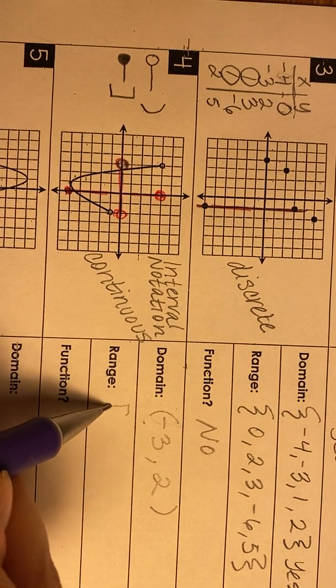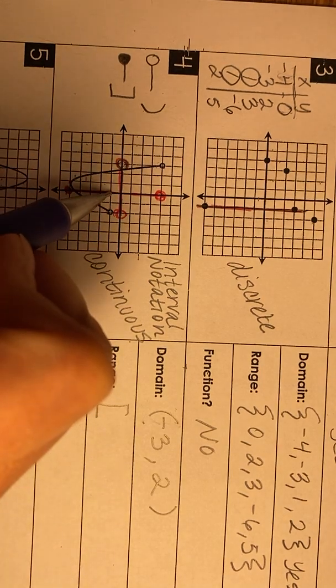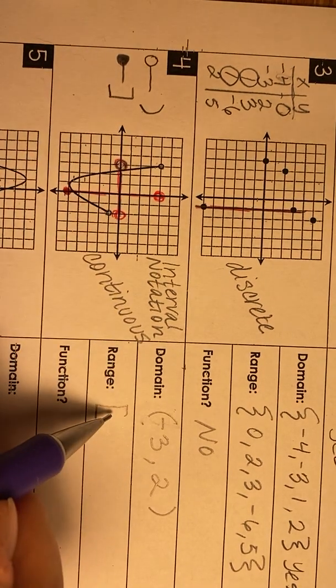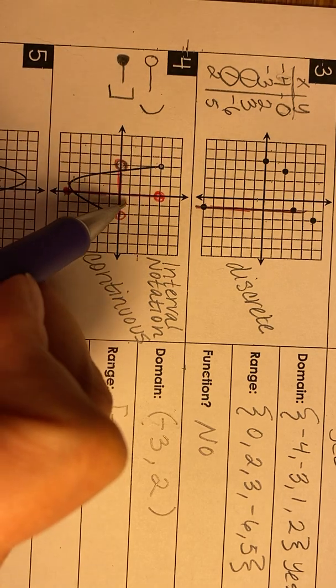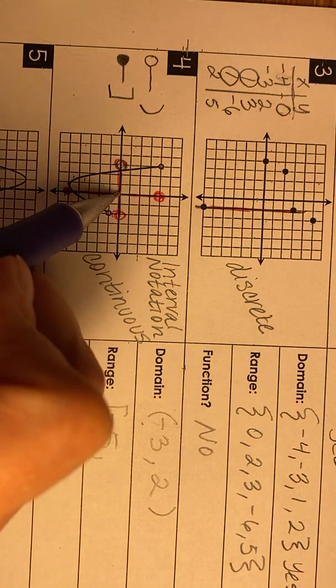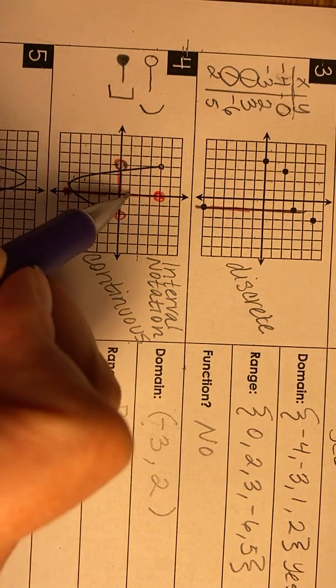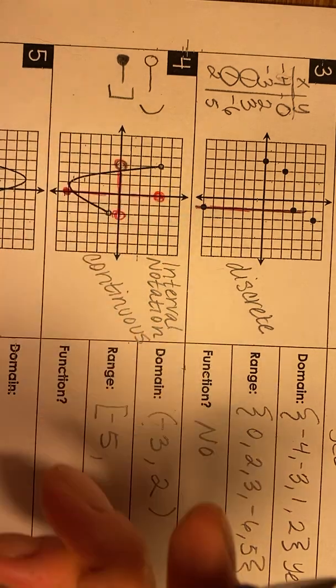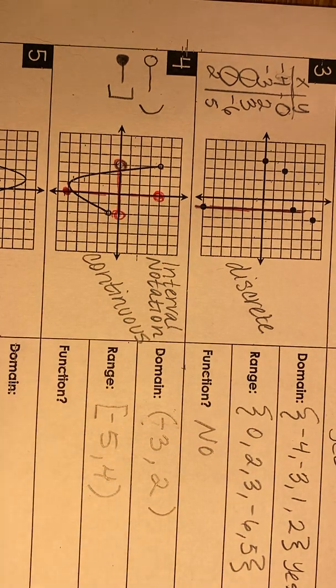It's closed, so we're going to have a bracket on this side, negative 5, comma, starting at the, don't start down here, start at the origin. 4, open, open.